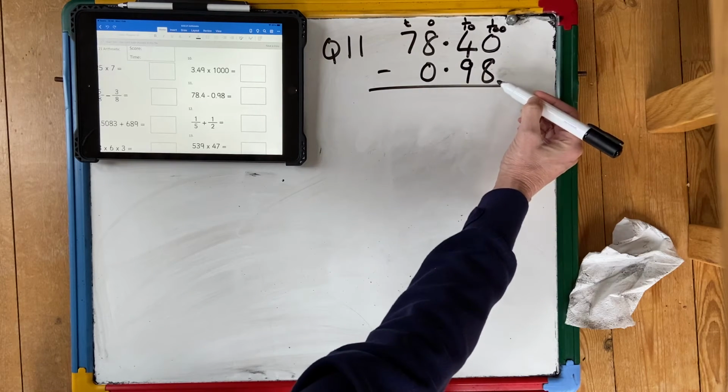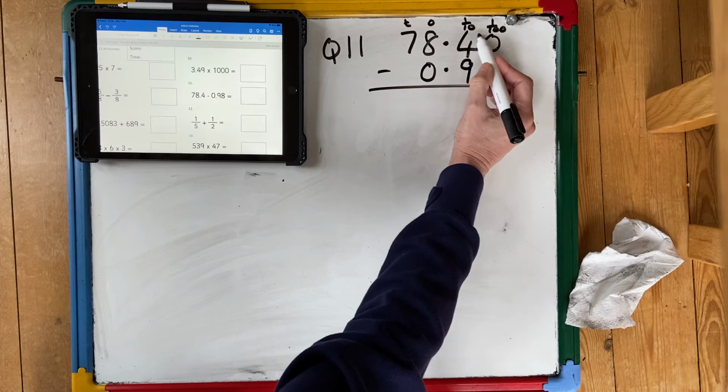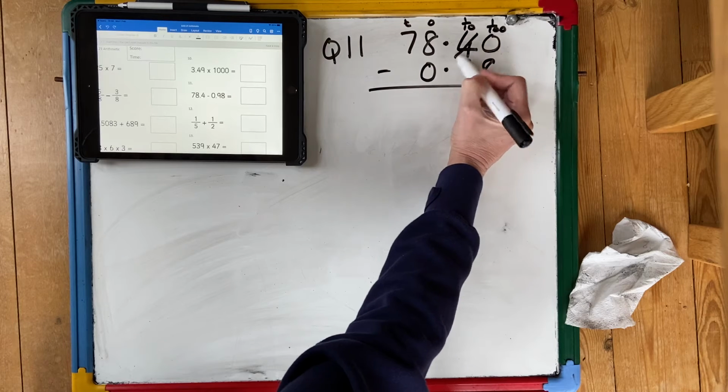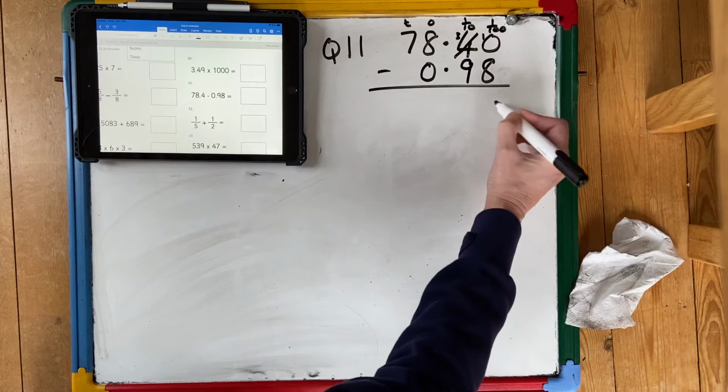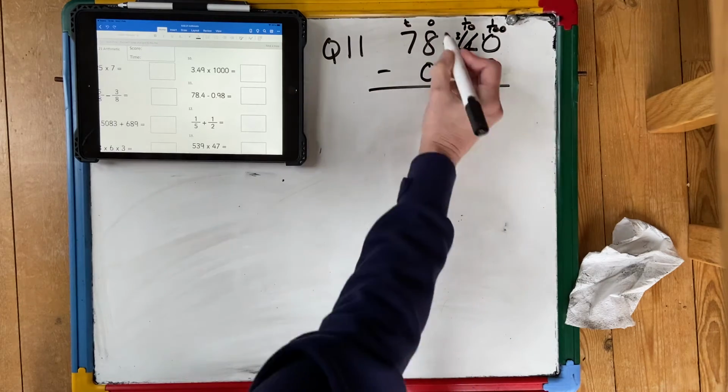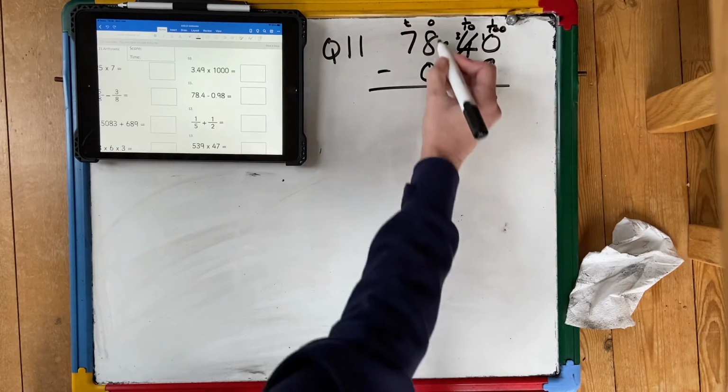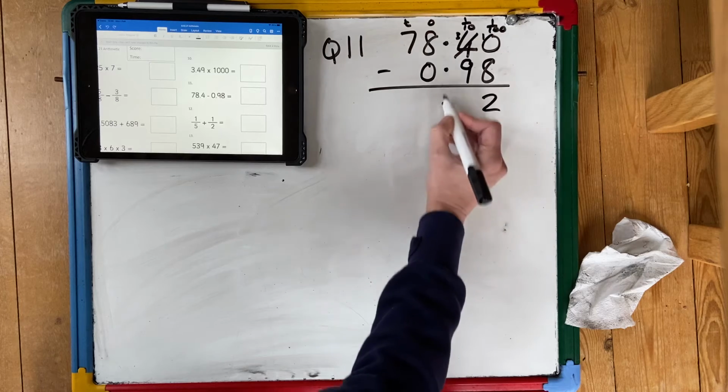0 subtract 8 you can't do, so exchange from the tenths column. So cross off the 4, that becomes a 3, and then this 0 is a 10. 10 subtract 8 is 2, and so on, making sure that your decimal point is all lined up and in the correct place.